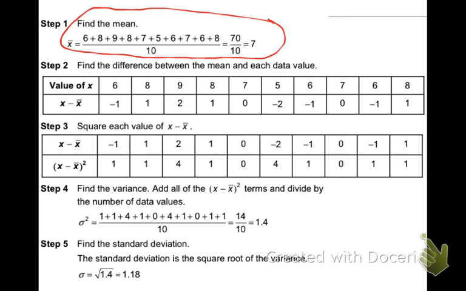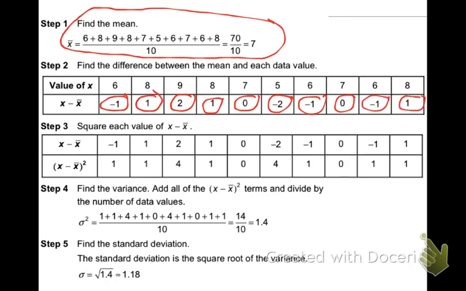Okay, the next part here, you find the difference between the mean and each data value. So you take x minus x bar here. So again, you would take 6 minus 7, you get negative 1. 8 minus 7, and you get 1. 9 minus 7, you get 2. 8 minus 7, 1. And you keep going for every value, and you're subtracting to find the values.